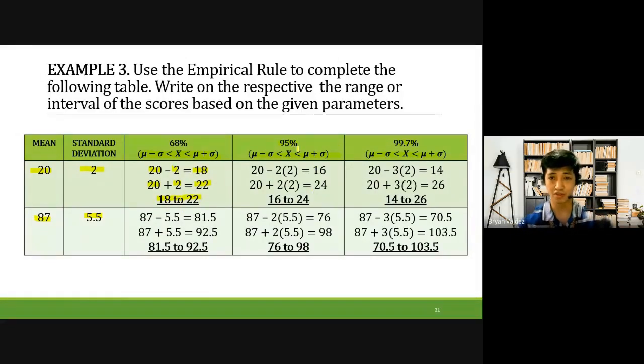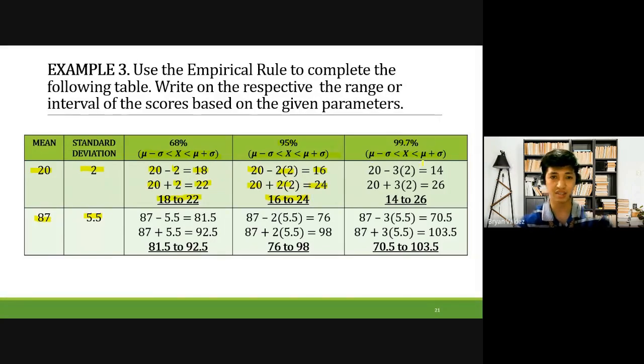Then for 95% of the data, so 20 minus 2 times the quantity 2 is equivalent to 16. So bakit siya naging 2? 2 times 2. Kasi di ba 2 standard deviation away, so pinasimple na lang natin using mathematical equation. So the mean minus 2 times the standard deviation, that is equivalent to 16. And then so on, so that's 24, then 16 to 24 is the range.